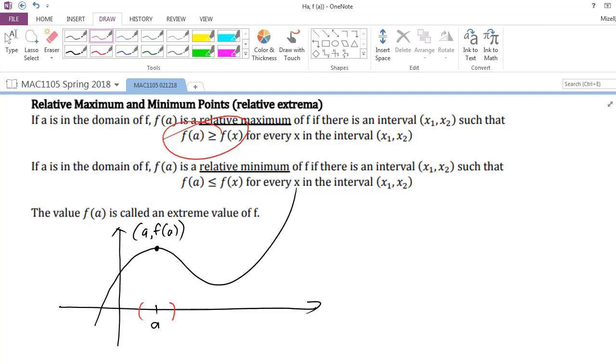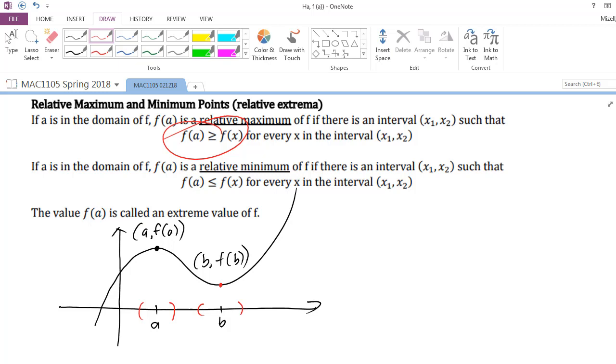I'm going to use B for the relative minimum, so I don't have to draw a new picture. Let's say this is the point B, f of B. This is a relative minimum point if there exists an open interval containing B such that f of B is the lowest value in that interval. It's at the bottom of a valley. If we pick any other x in there, f of B is going to be less than or equal to f of x.